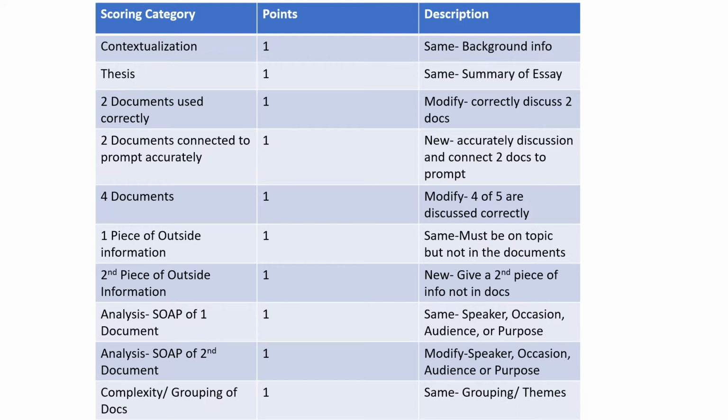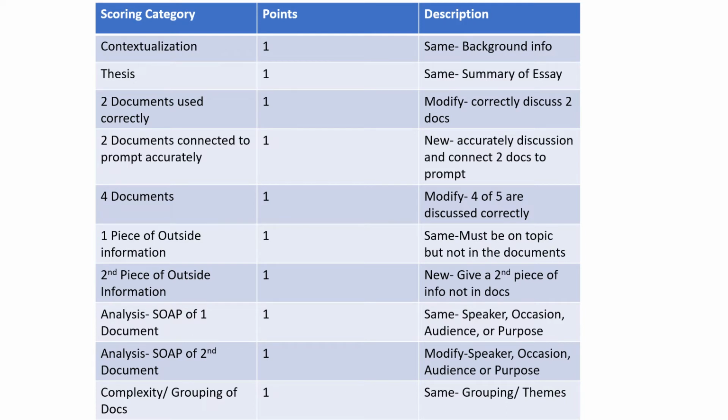Okay, let's go over the last 3. So this is again where it's the same but some modification, okay? So the SOAPs requirements have actually gone down, okay? So on the old rubrics, 2 points for doing SOAPs, they are still giving you 2 points, okay? So they're giving you 1 point if you can do SOAP correctly on a document. So for speaker, occasion, audience, or purpose. Another way that if you go back up here to where it says 2 documents connected to the prompt accurately, you can also do that by doing SOAPs.